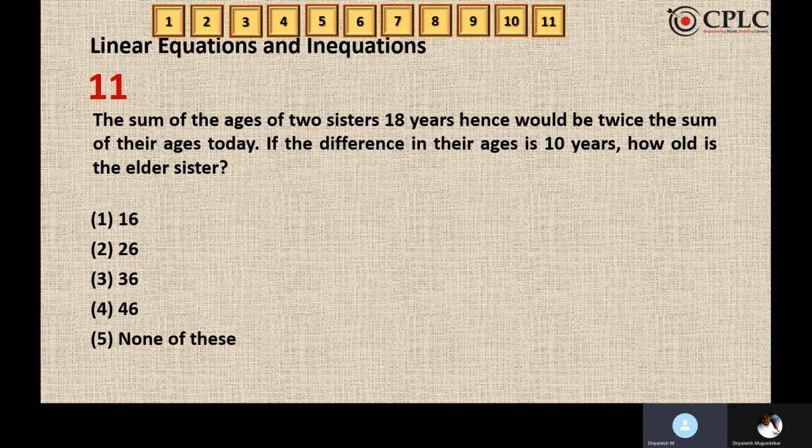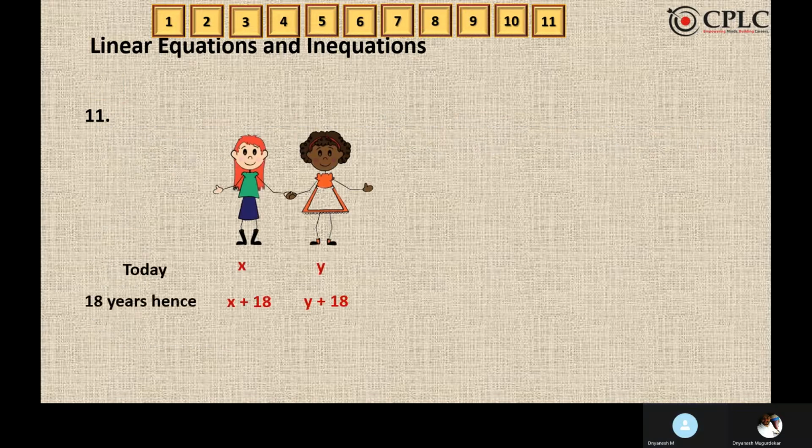That's the first equation. If the difference in their ages is 10 years, so x minus y is 10, how old is the elder sister? Solve both the equations. The first equation, when you solve it, gives x plus y as 36. And the second equation is the difference, x minus y is 10. You add them and you'll get the value of x, which is 23. Substitute, and you'll get the value of y as 13.